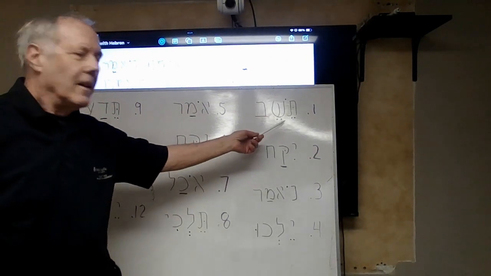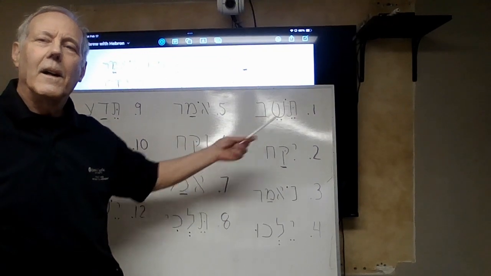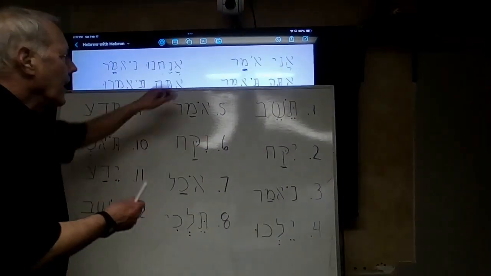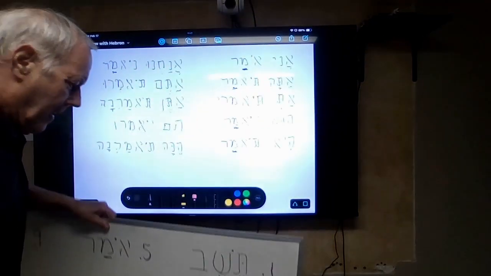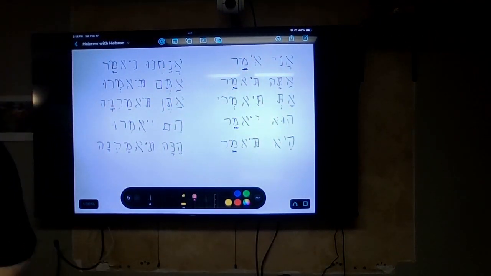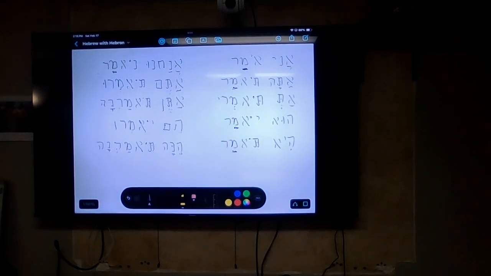So you can add a front syllable instead of an end syllable, because they changed the prefix. We're looking for, sometimes there might be an aleph. That can be a prefix for the future, or a tav, or a yud, or a nun.